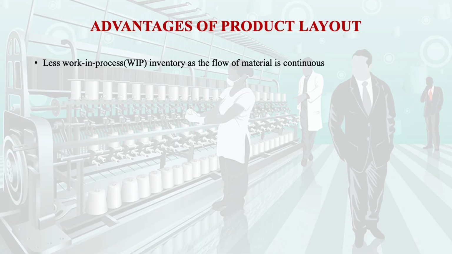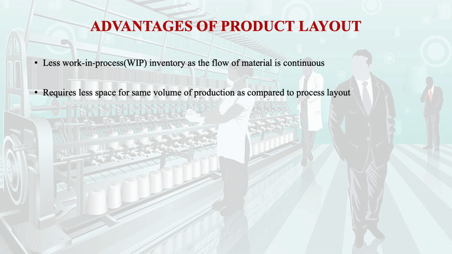Now, what are the advantages of product layout? There will be less work in process inventory because we are sequencing the machines as per the operation. Second, it requires less space for the same volume of production as compared to other layouts or as compared to process layout. Automation is easy and quite effective when we are talking about material handling.